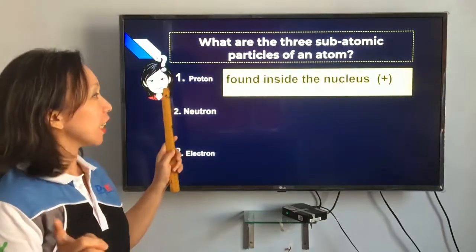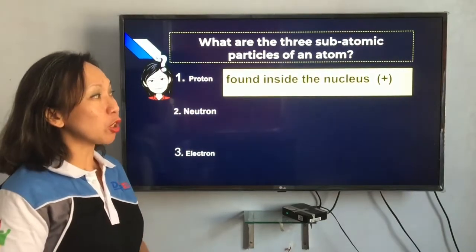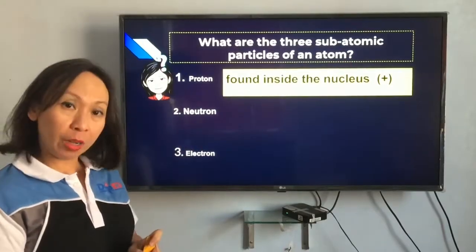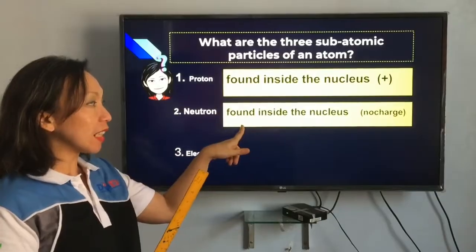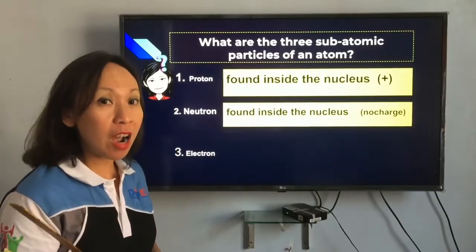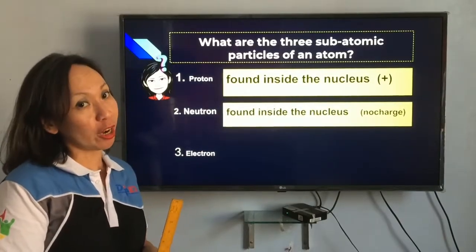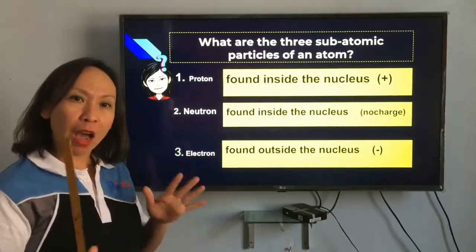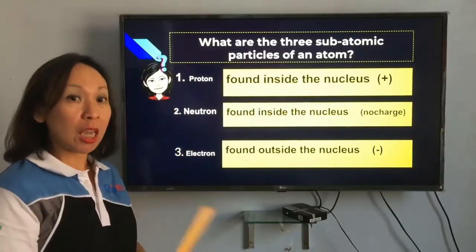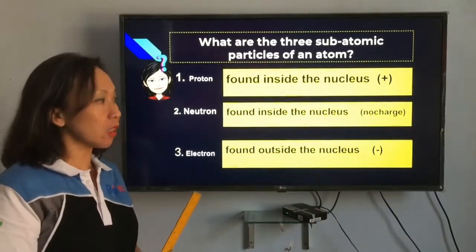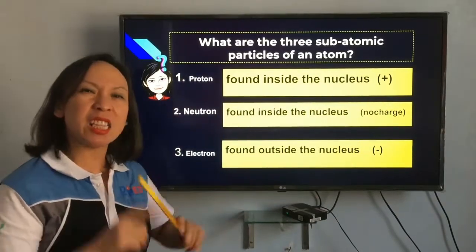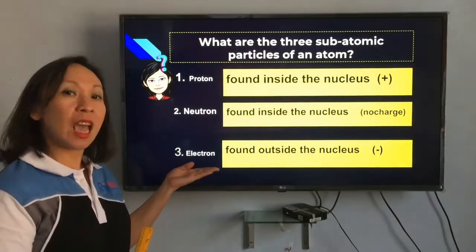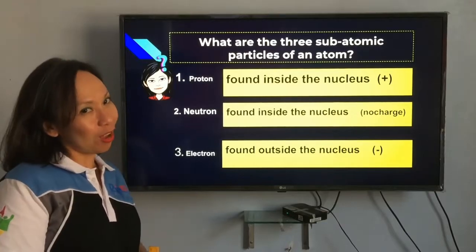Proton is located inside the nucleus with a positive charge, while neutron is also located inside the nucleus, but it has a neutral charge or no charge at all, while electron is found outside the nucleus, specifically in the orbitals, and it contains a negative charge. We will focus more on electrons as we go along.